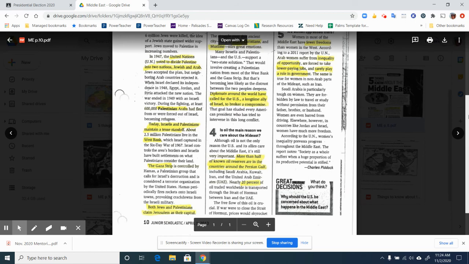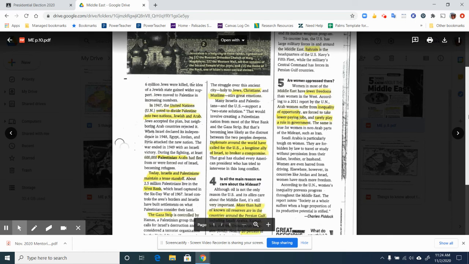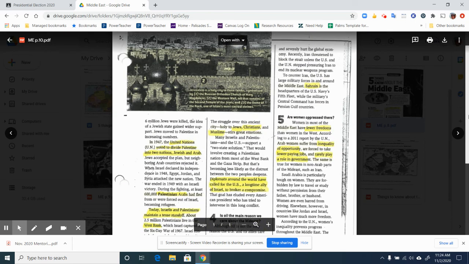The free flow of oil is crucial. If war were to close the Strait of Hormuz, prices on oil would skyrocket and severely hurt the global economy. Recently, Iran threatened to block the strait unless the US and the UN stopped pressuring Iran to end its nuclear weapons program. To counter Iran, the US has large military forces in and around the Middle East.